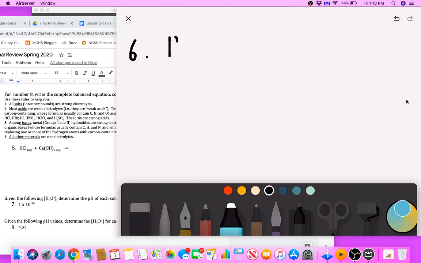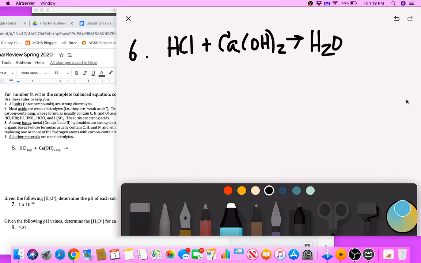We have HCl plus Ca(OH)2. And again, this is double replacement. So the H goes with OH and we get water. And the salt is going to be the Ca and the Cl going together. Again, the H and the Ca are switching places, so the Ca is going to go with the Cl. Again, you have to write a correct formula. So Ca is +2, Cl is -1, so the correct formula is CaCl2.